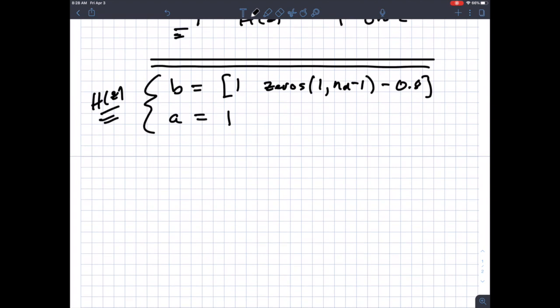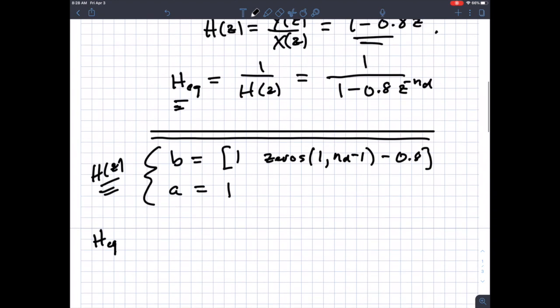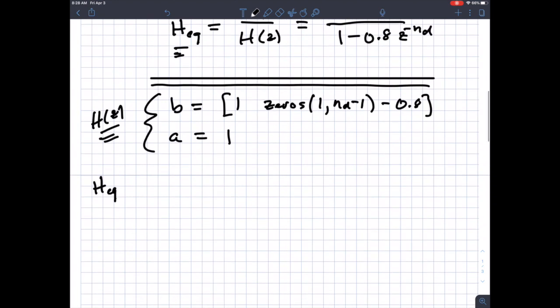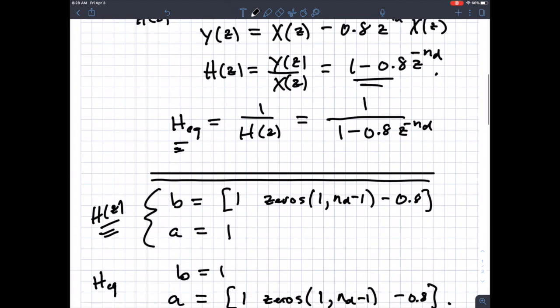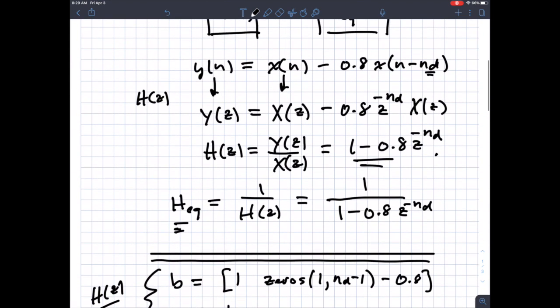And to implement H_EQ, you notice they're just flipped over, and that just flips the role of A and B. So with the equalizer filter, the B is going to be 1, and the A is going to be the old value of B. When you implement these filters back to back, it will undo that multipath effect or that echo effect that's shown in this example.